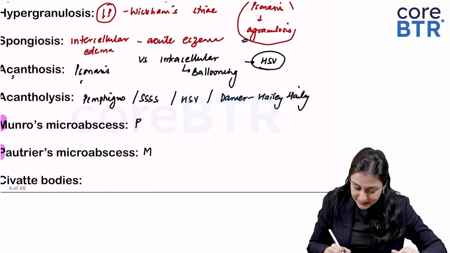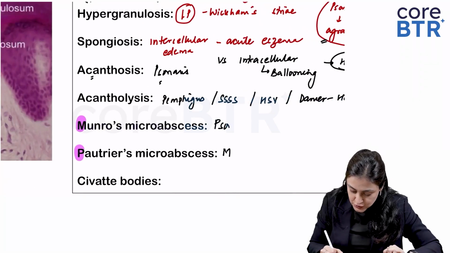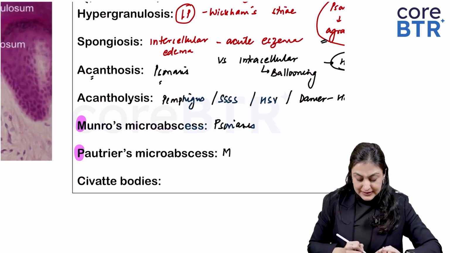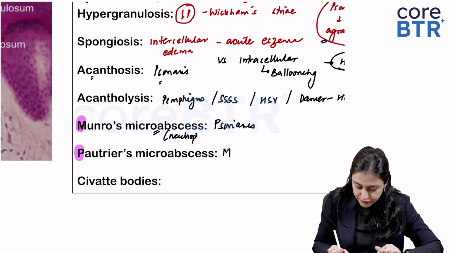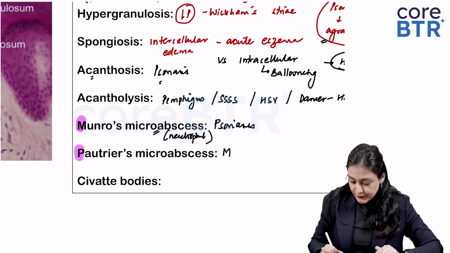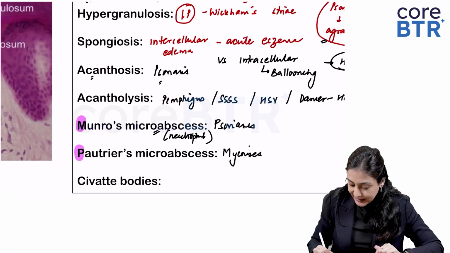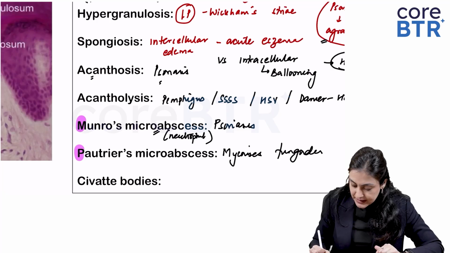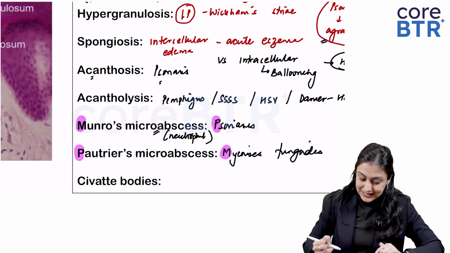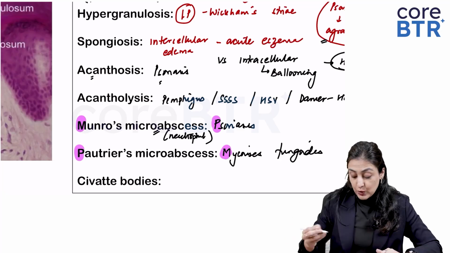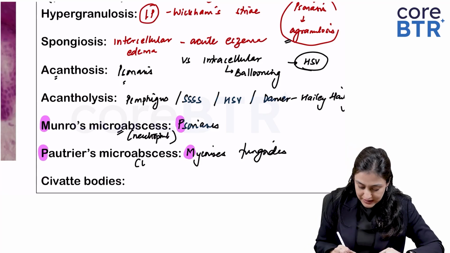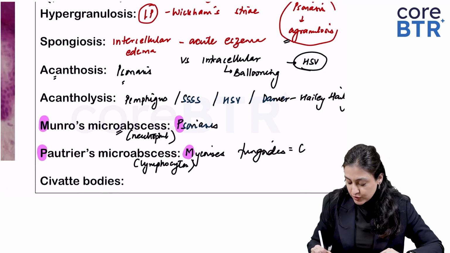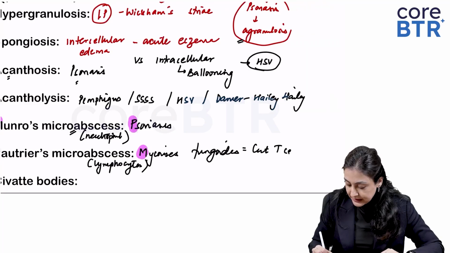So Munro's microabscess is what you see in psoriasis. These are neutrophilic collections. Okay, so these microabscesses contain neutrophils, versus Pautrier's, which is what is seen in M for mycosis fungoides. So that is what is a cross mnemonic. M is P and P is M. What is mycosis fungoides? It's a cutaneous T-cell lymphoma. So this is where the microabscess actually has lymphocytes in it. So this is what is your cutaneous T-cell lymphoma.